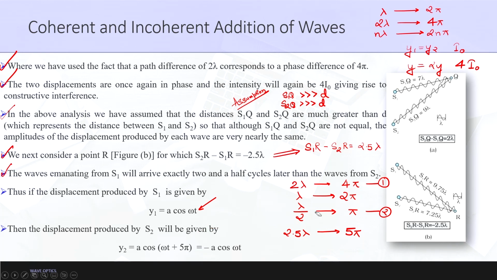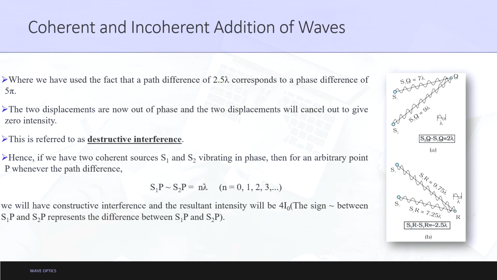Now we know from simple mathematical formulation that cos of (omega t plus or minus (2n plus 1) pi) is equal to minus cos omega t, since 2n plus 1 gives the odd numbers. Hence, we get y2 = minus cos omega t. Now, when we find the value of displacement, we will get 0. Here we have used the fact that a path difference of 2.5 lambda corresponds to a phase difference of 5 pi. This has already been explained by mathematical calculation in the last slide.